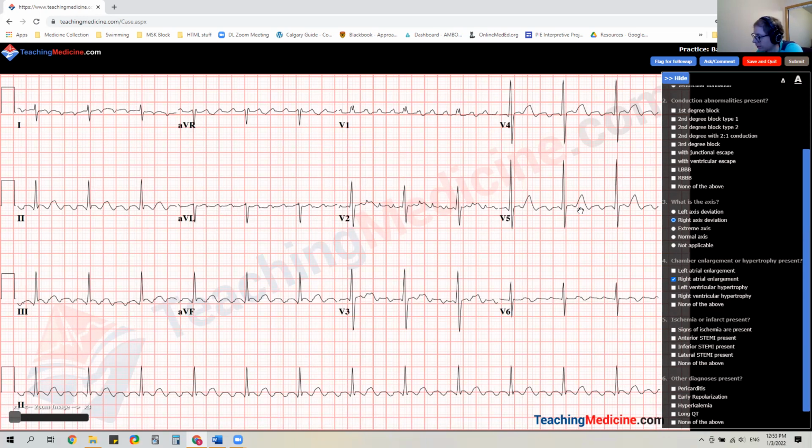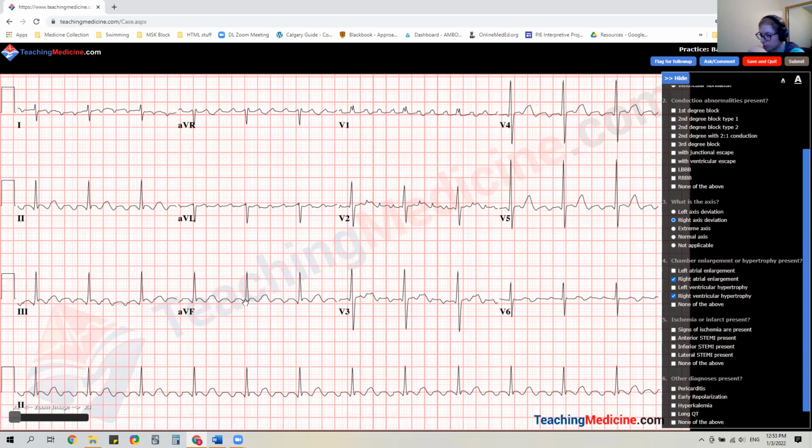R wave progresses. So there's still a big S wave there, though. So this might be right ventricular hypertrophy, actually. Because we have an S wave here and R wave there. So let's actually switch to right ventricular. And then we could keep the right atrial enlargement too, because this is a really big P wave with a double hump. So probably a 2 for 1, or 2 in 1.